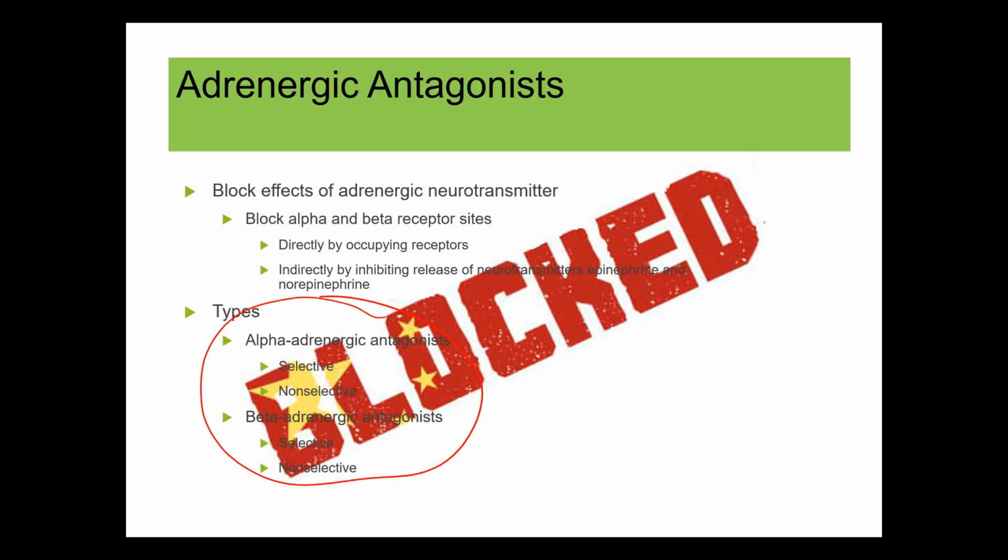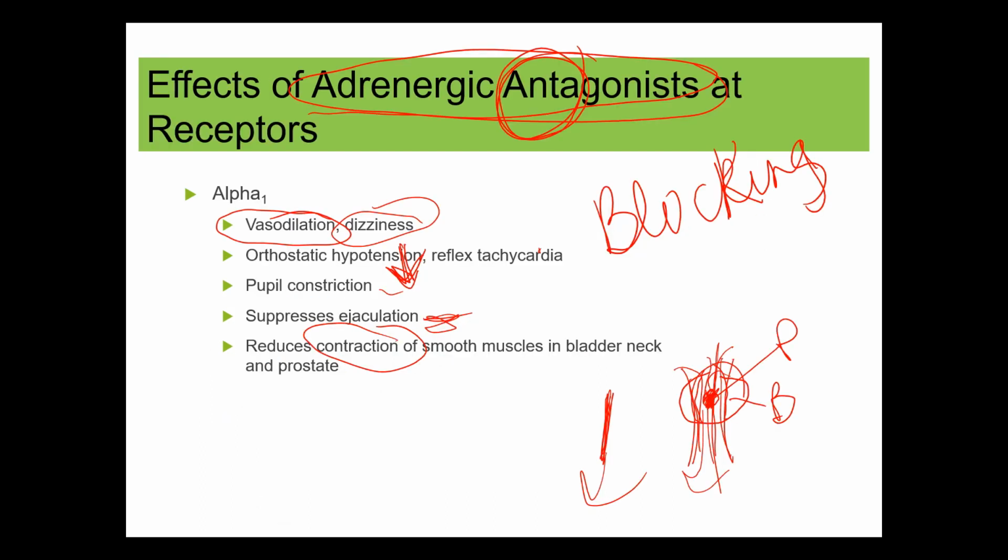Now let's talk about adrenergic antagonists. Now we're blocking the receptor sites. We're blocking the adrenergic neurotransmitters, so alpha and beta receptor sites. So there are two types, alpha and beta. Remember we talked about alpha and beta. Now it's just working against, meaning it's blocking the receptor sites, which I already wrote here in my messy handwriting.